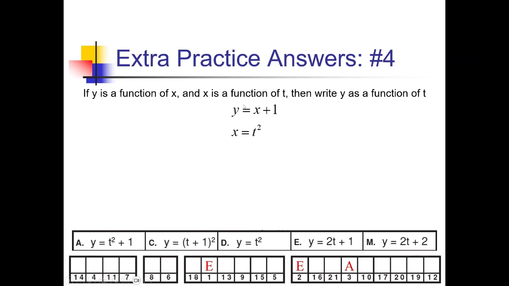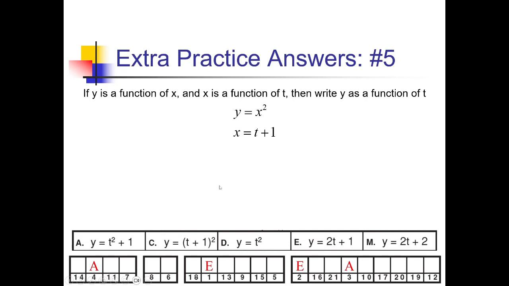For this next one, we have y equals x plus 1. Since x equals t squared, I can just replace this x with t squared. And we have y equals t squared plus 1, which is A, which is, yes, what we had on the last problem. They're getting kind of fancy with us. So we're putting an A in box 4.